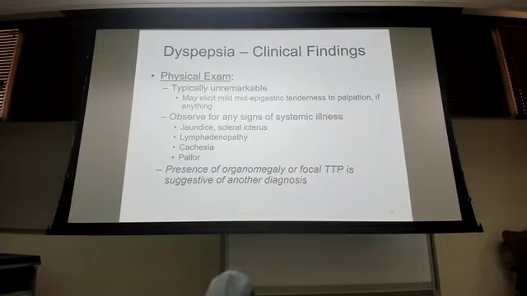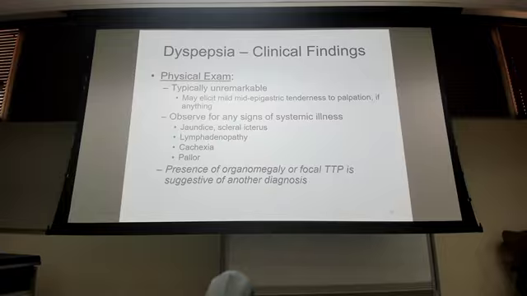So, clinical findings. You do your physical. Usually nothing, right? Except the gastric. Can have some mild epigastric tenderness on palpation, if anything. But look for other systemic things going on, right? Color of the skin, jaundice, yellowing, icterus of the eye, scleral icterus, lymphadenopathy, cachexia.